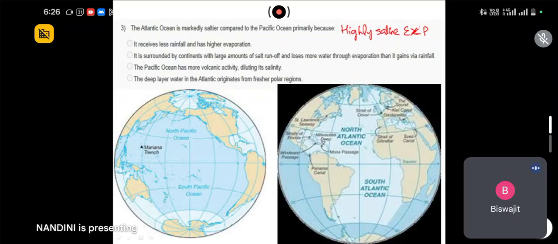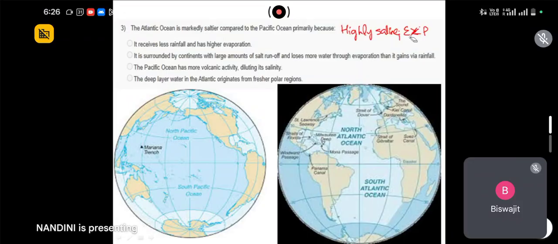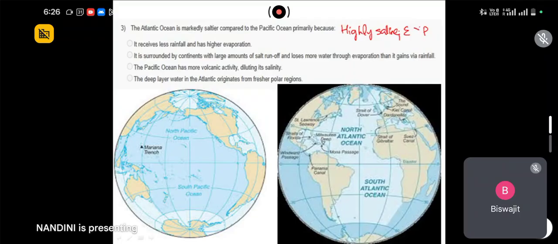No, highly saline means evaporation will be high. Evaporation will be greater than precipitation. Whereas low saline means evaporation will be less than precipitation, or precipitation will be more. So the first option is that it receives less rainfall and has higher evaporation. Yeah, that is a possibility for it to be highly saline.